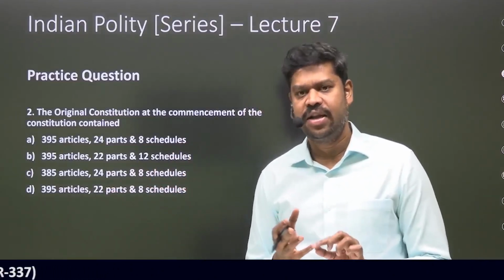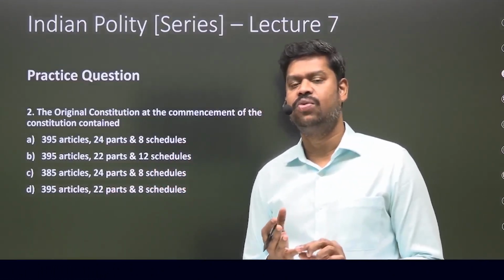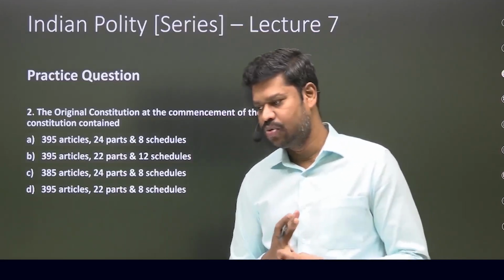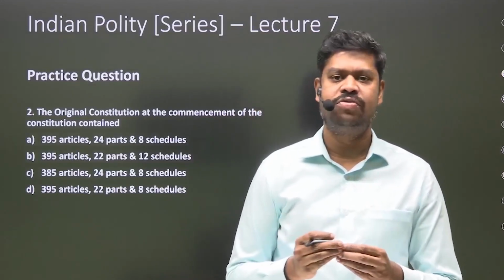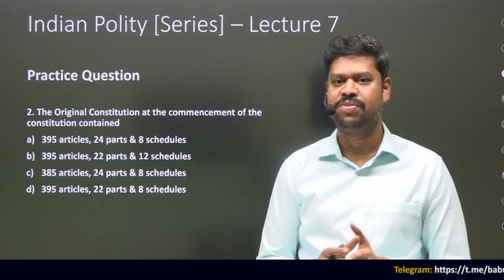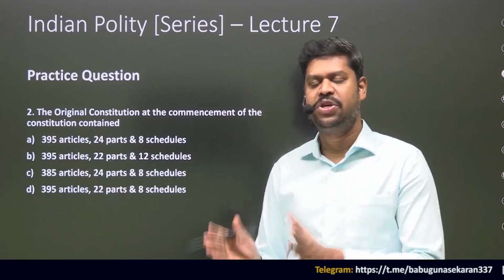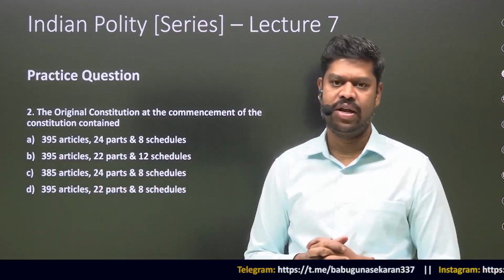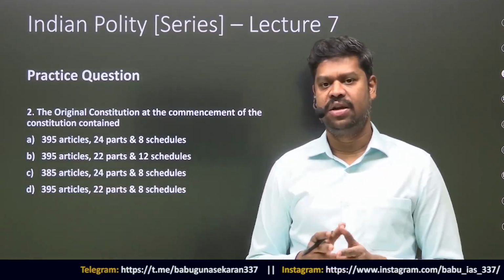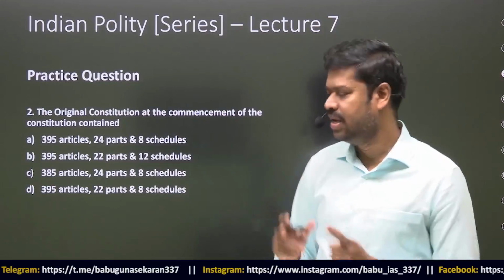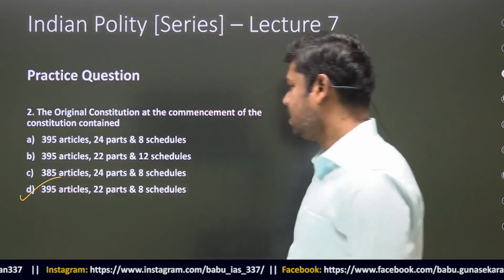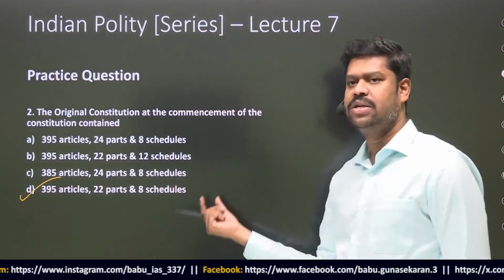So we have categorically read this also when we are discussing what is a constitution, and when we are discussing the Constituent Assembly also, that the original constitution which was drafted by the Constituent Assembly, adopted by them on 26 November 1949 and subsequently came into force on 26 January 1950, had 395 articles, 22 parts and 8 schedules. So what would be the answer? It is option D. D is the right answer. 395 articles, 22 parts and 8 schedules.